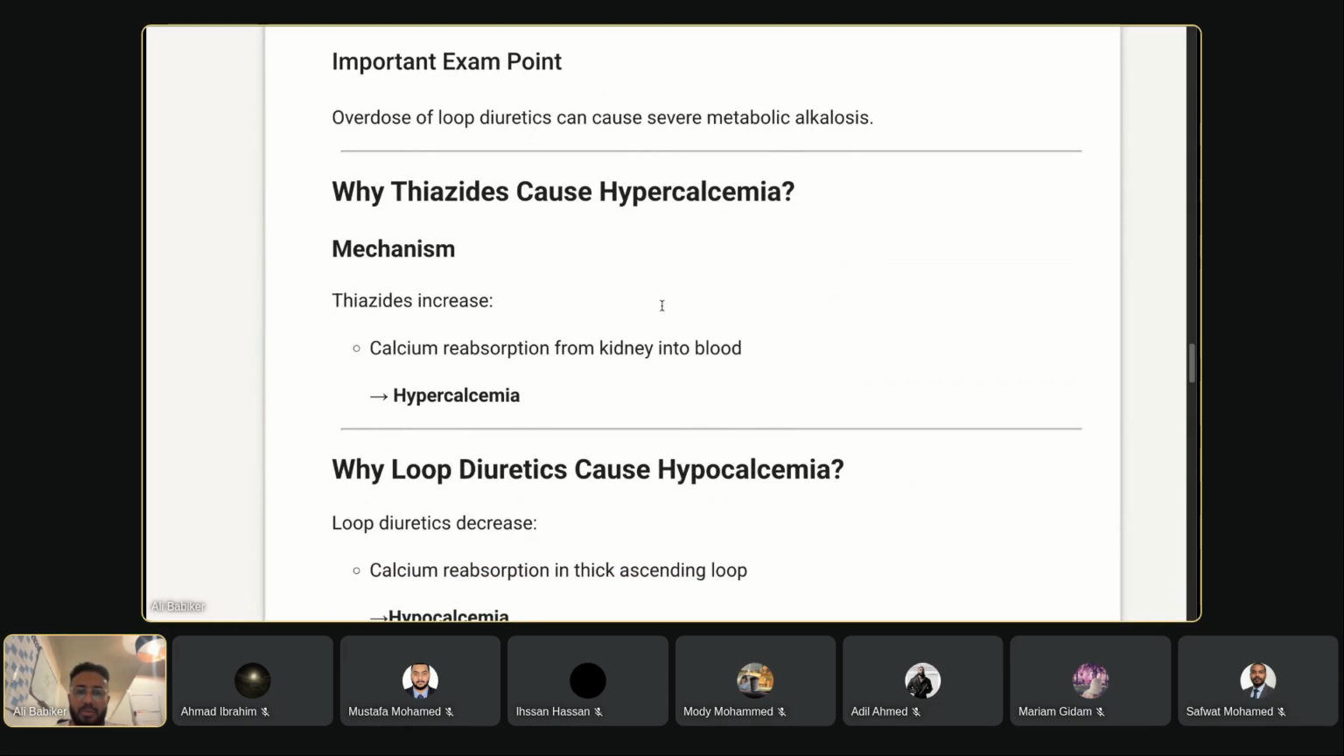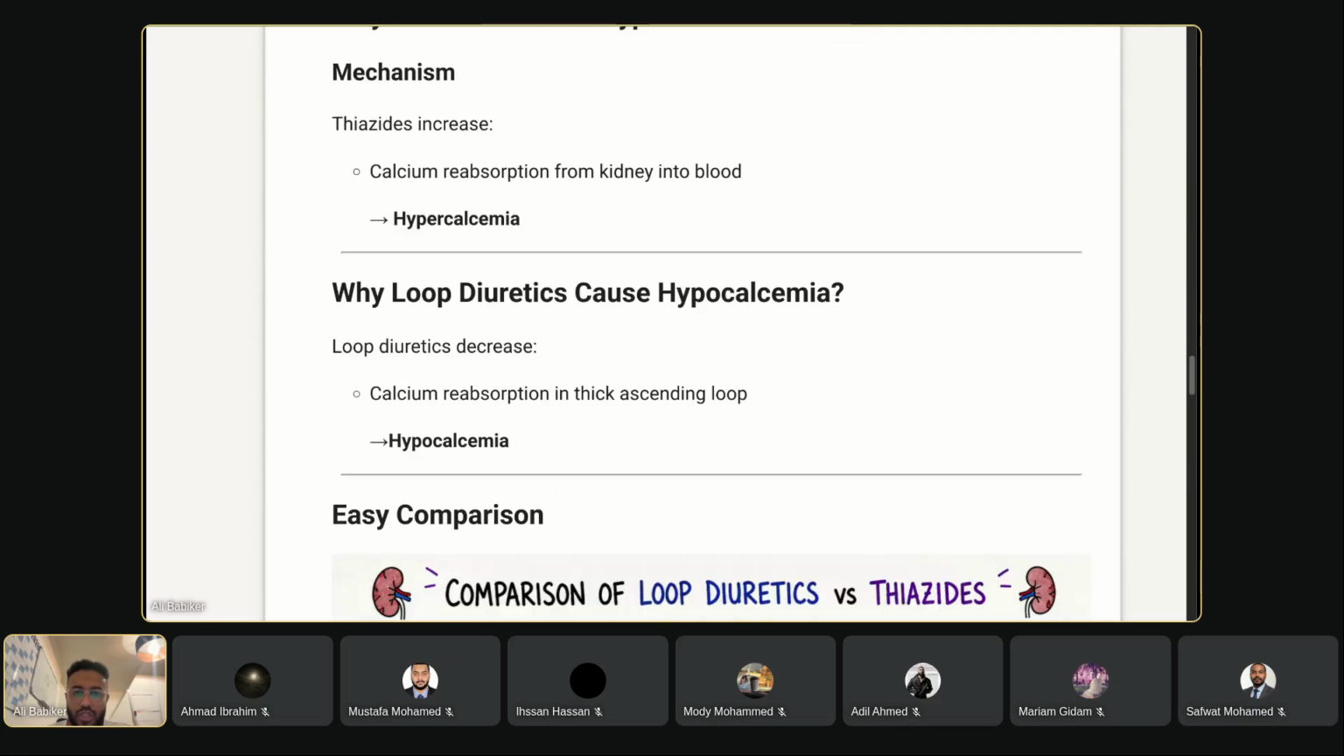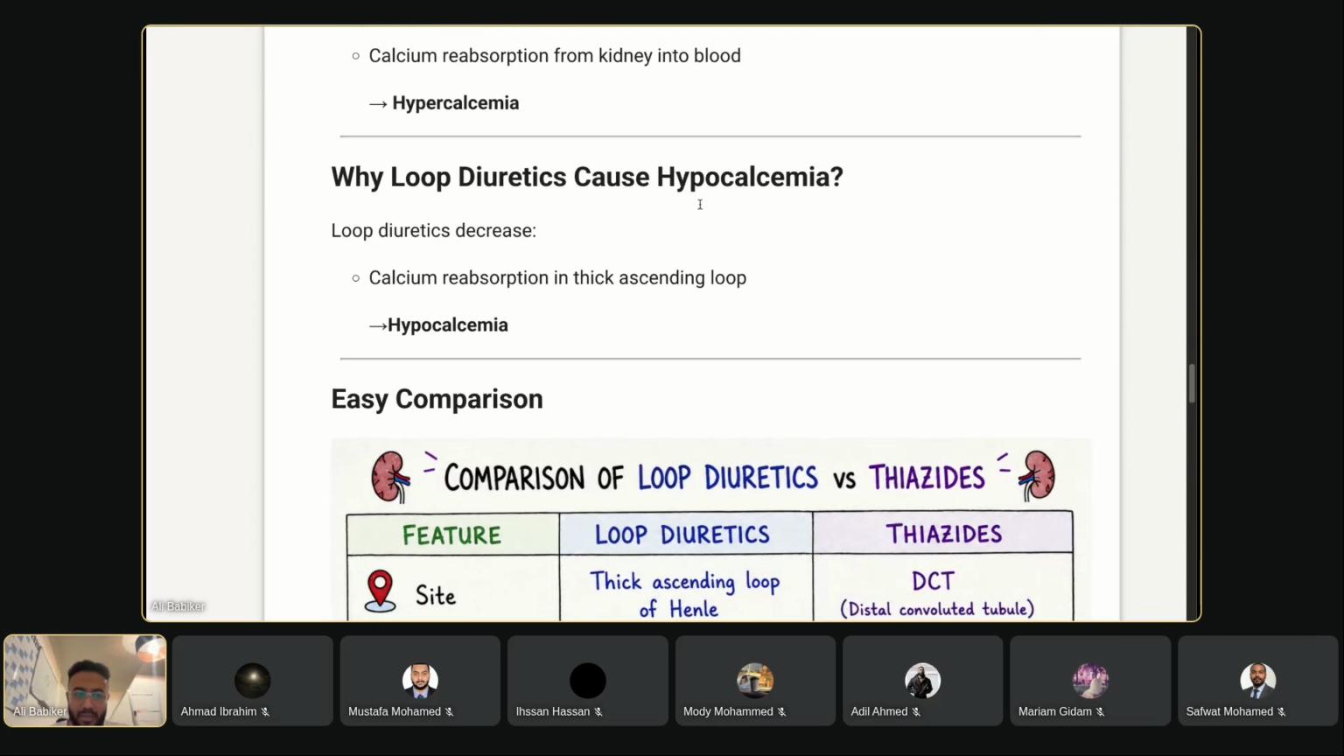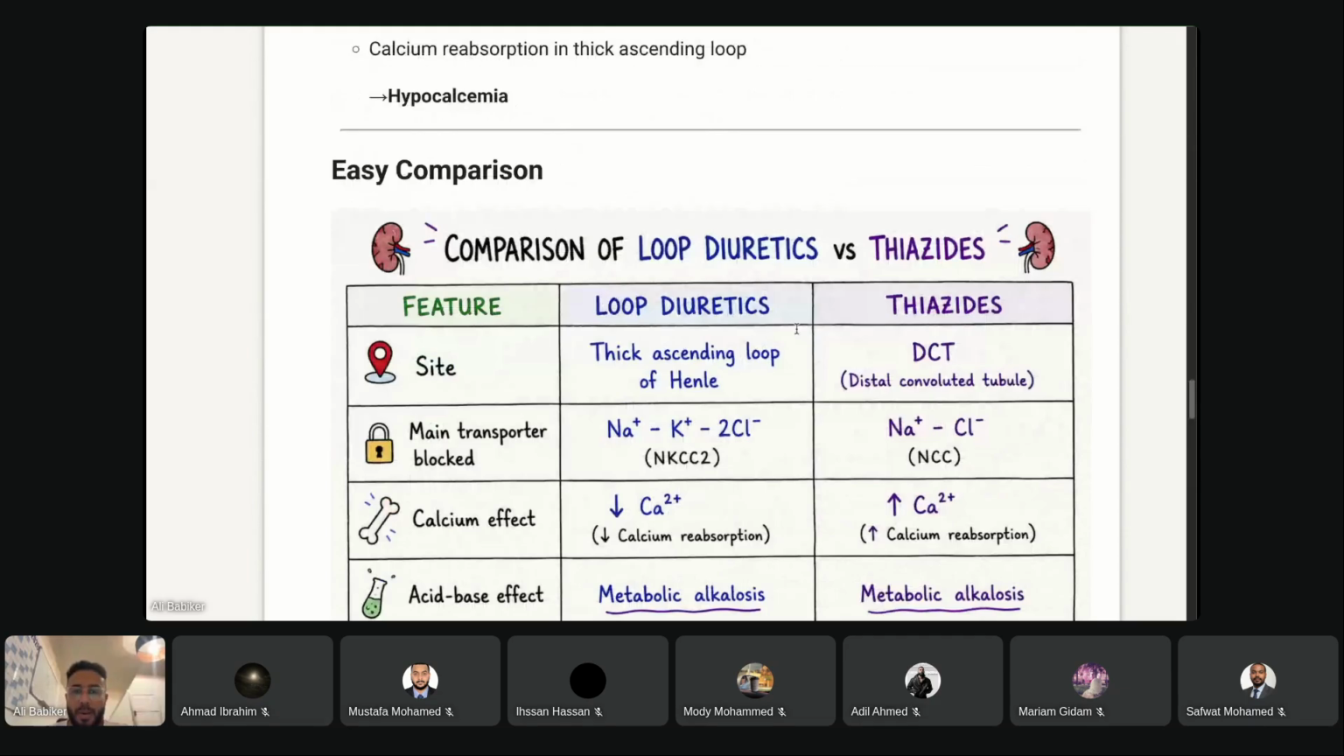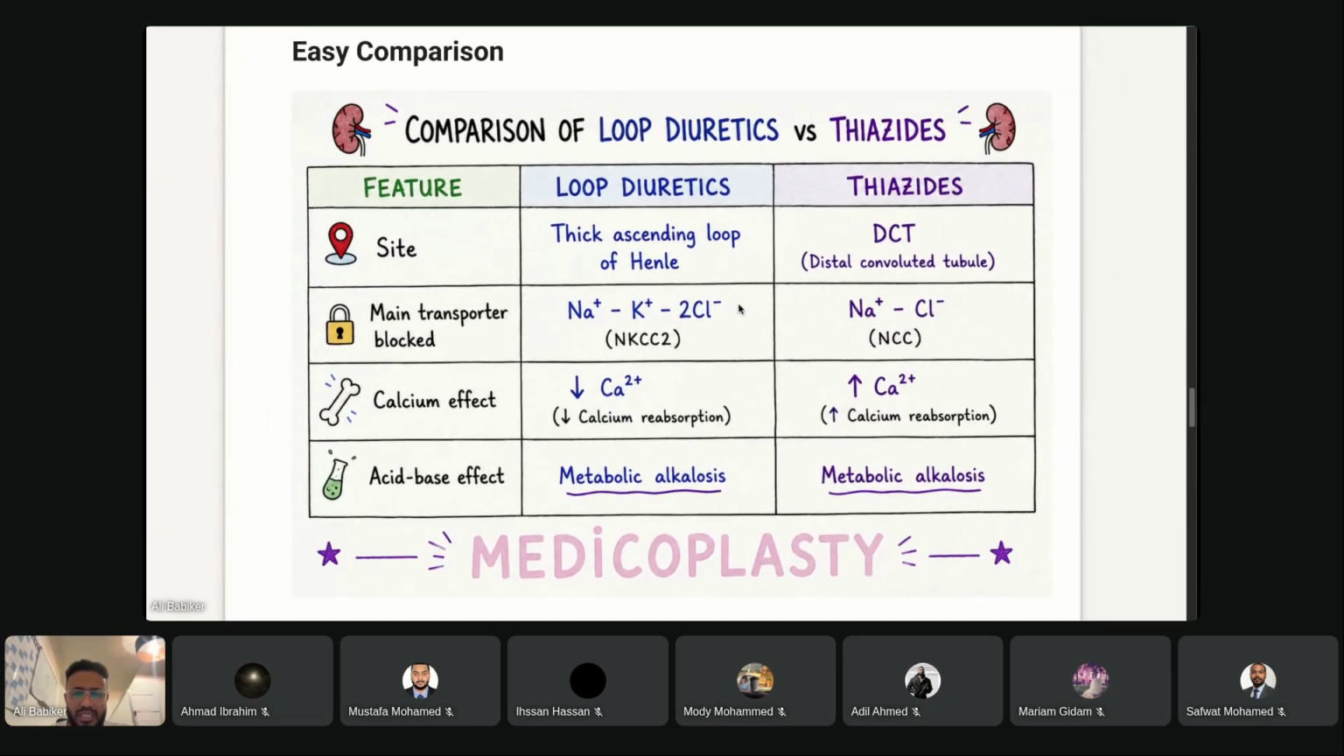Thiazide increases calcium reabsorption from the kidney into the blood. Why does loop diuretic cause hypokalemia? I also explained that. All right. Easy comparison. So this is massive, very high yield.